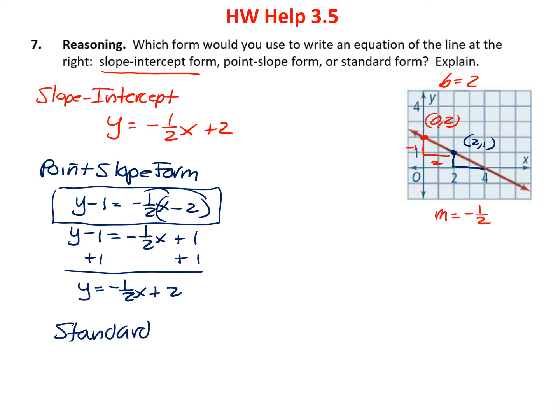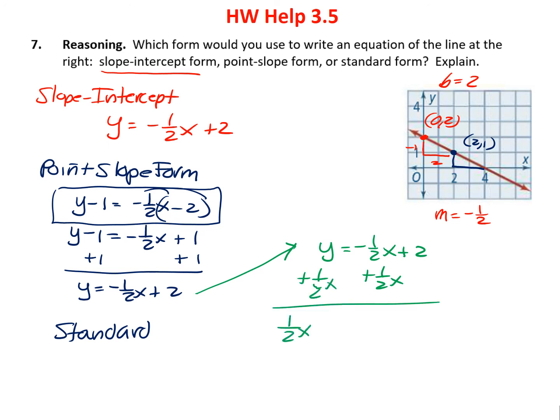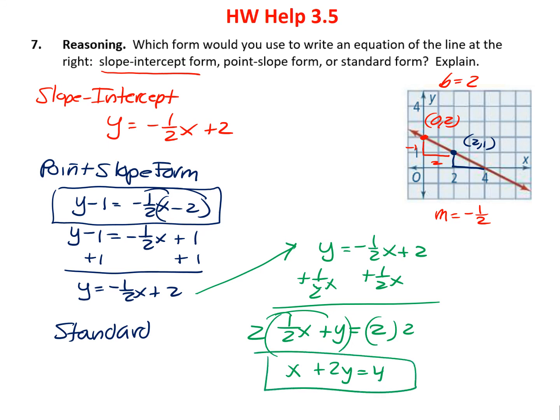Because to do the standard, what you almost need to do is take one of these forms, like take this one here, and write it in one form and then change it. So if I tried to change this back into that form, you see, I could add 1/2 x here, and I would get 1/2 x plus y equals 2. And then to get an integer, I'd multiply both sides by 2, and we would have 2 times 1/2 is x, distribute, plus 2y equals 4, and that would be this in standard form.